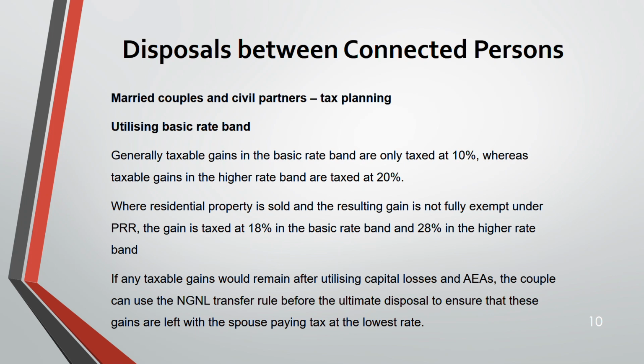Now, any taxable gain after you have utilized your capital loss and annual exempt amount, then the couple can utilize the no gain, no loss transfer before the ultimate disposal so that whoever is paying the lowest tax has the gain. Understood? Then the gain will be taxed at a lower rate. So ensure that these gains, whether residential or not, are left with the spouse paying the tax at the lowest rate. It's better to pay at 10 and 18 rather than 20 and 28%.